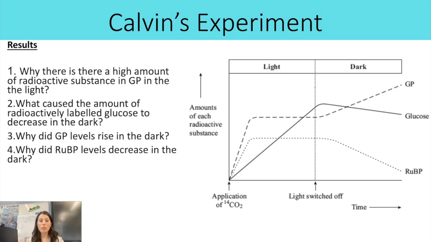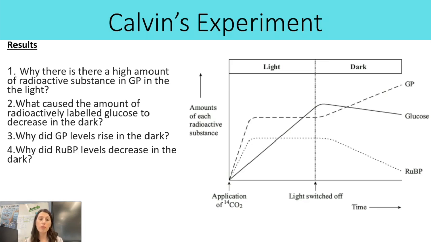Now, I've actually already partly explained number 3. Why did the GP levels rise in the dark? It's that same idea. In the dark, the light-dependent reactions would stop, so there'd be no more ATP or reduced NADP being created, and those two are both needed to reduce GP into TP. Therefore, that doesn't happen, so you get a build-up of GP.